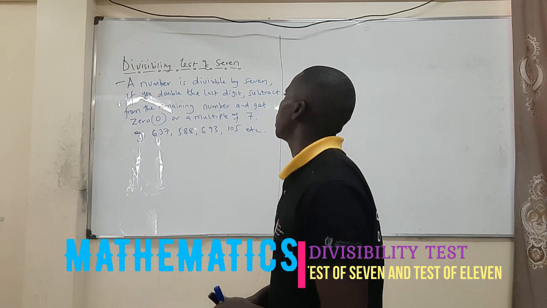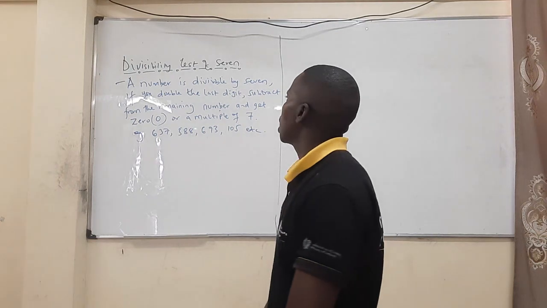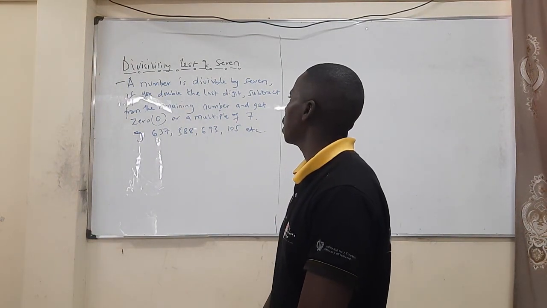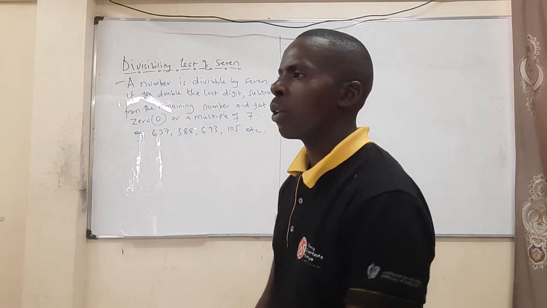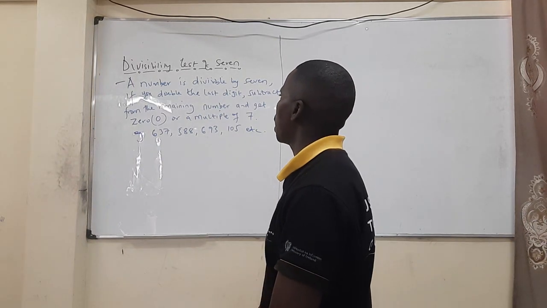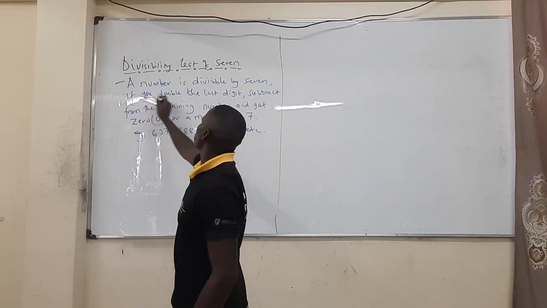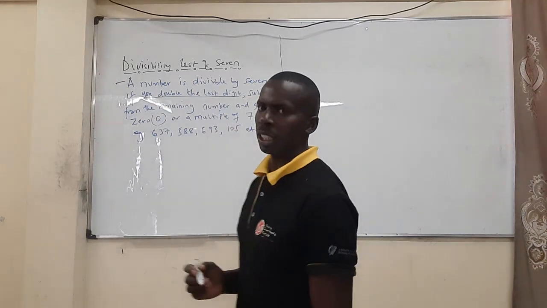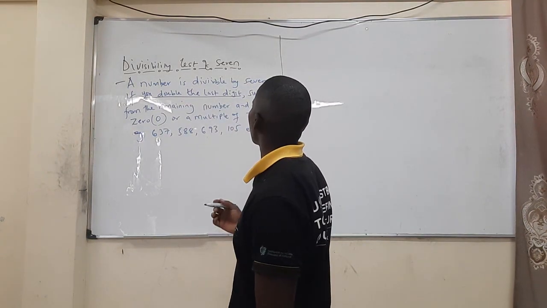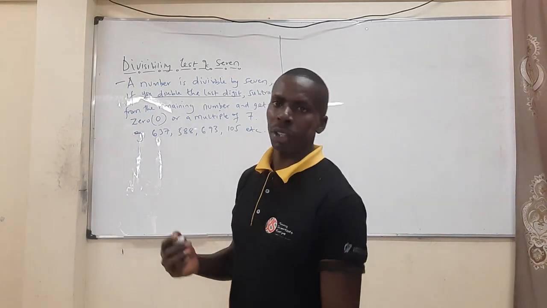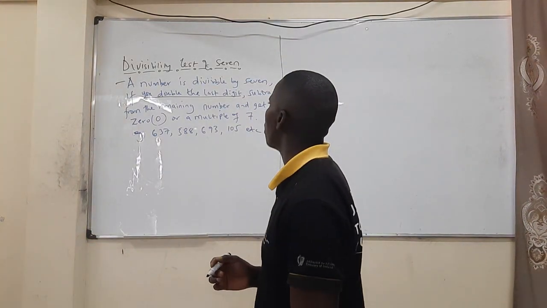A number is divisible by 7 if you double the last digit, subtract from the remaining number, and get a 0 or a multiple of 7. So for a number to be divisible by 7, the first thing you need to do is take the last digit and double that digit, and then subtract that product from the remaining number. If you get a 0 or a multiple of 7, then that number is divisible by 7.